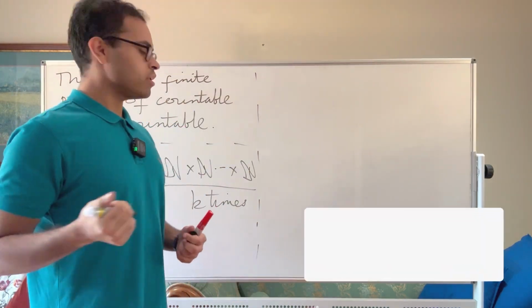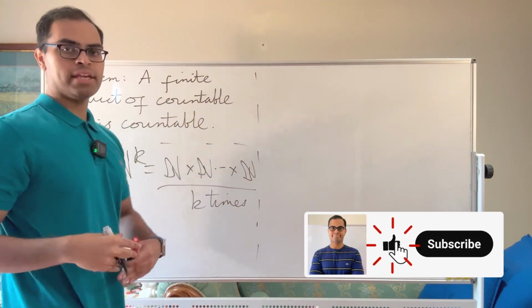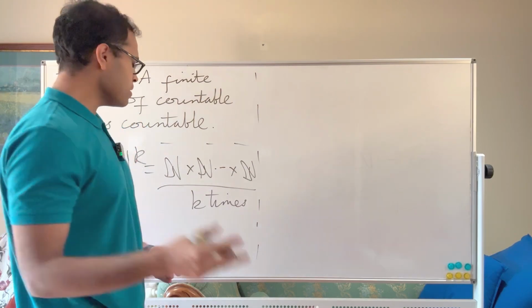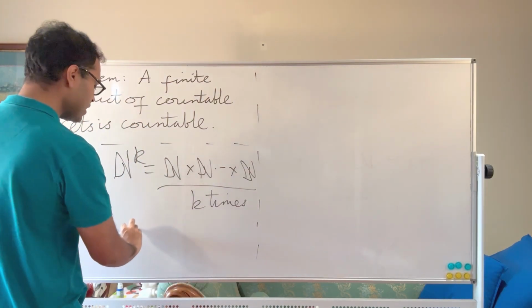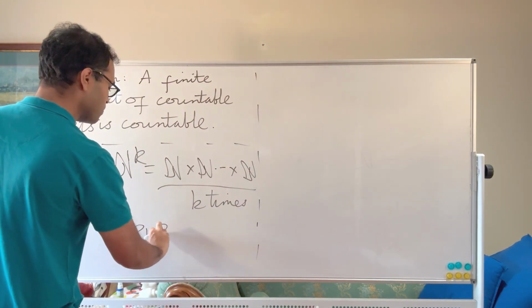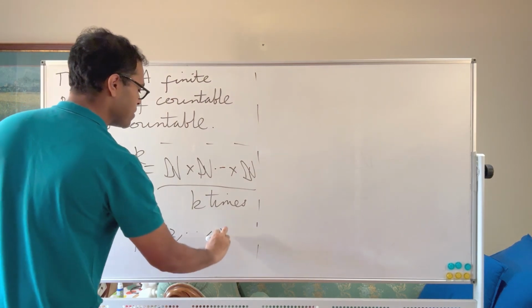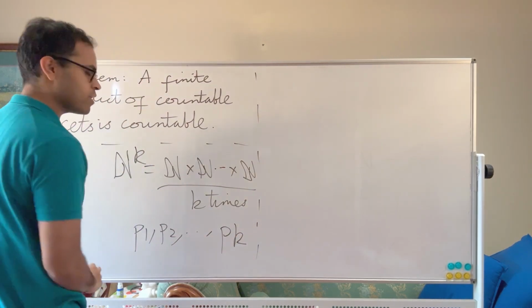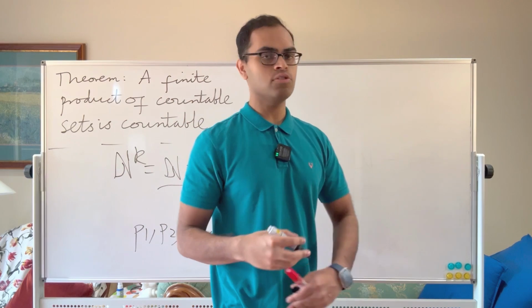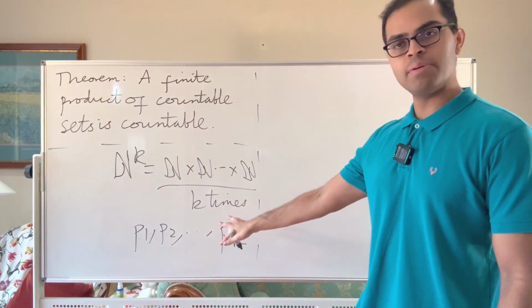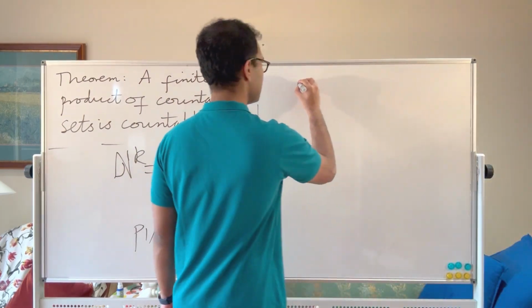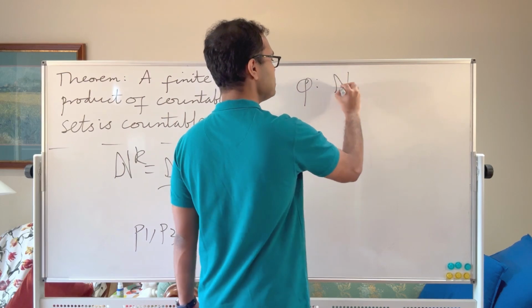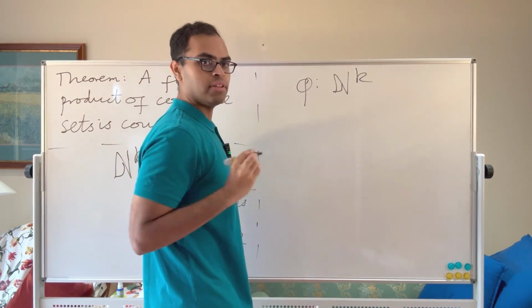We're going to define the following function. So we fix k, okay, we're looking at the Cartesian product of N with itself k times. So we fix k, and let's write p1, p2 up to pk to be the first k prime numbers. Okay, the very first k prime numbers. We know there are infinitely many, so no matter what k you choose, there are at least that many prime numbers.